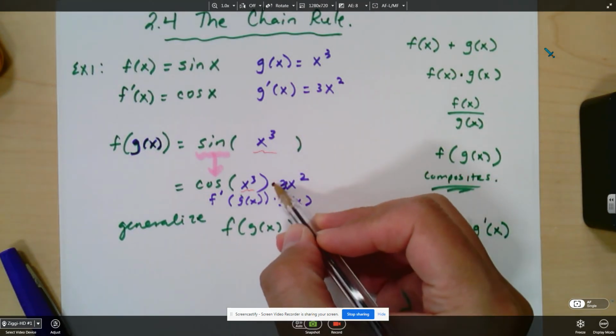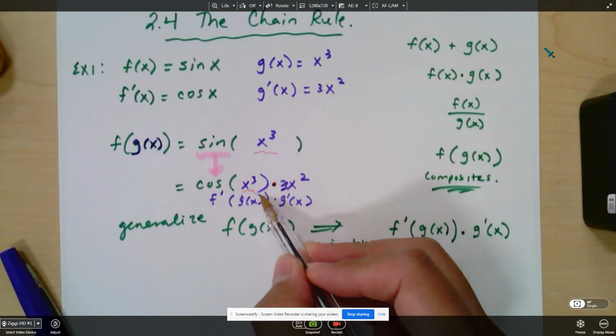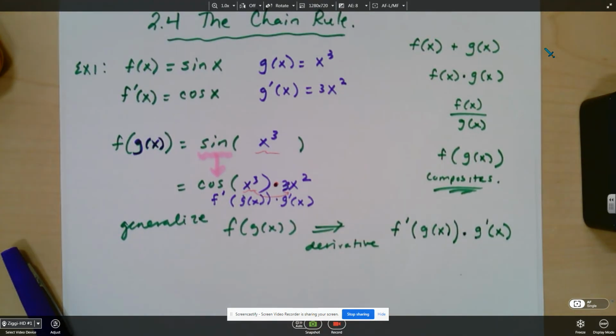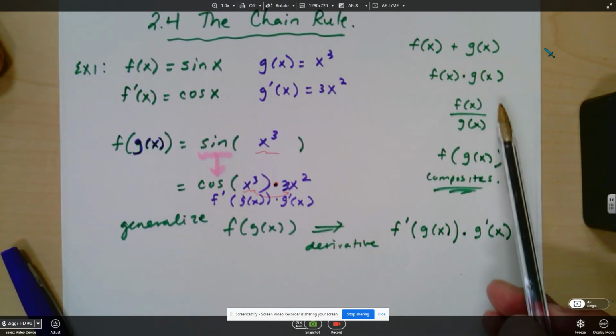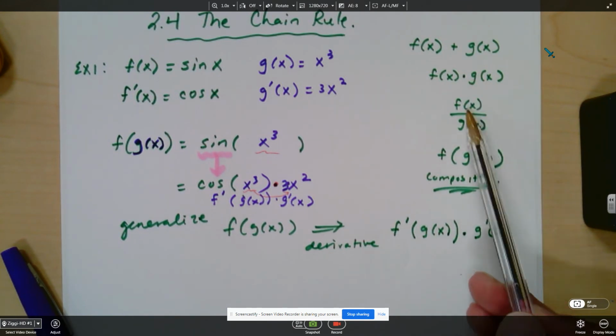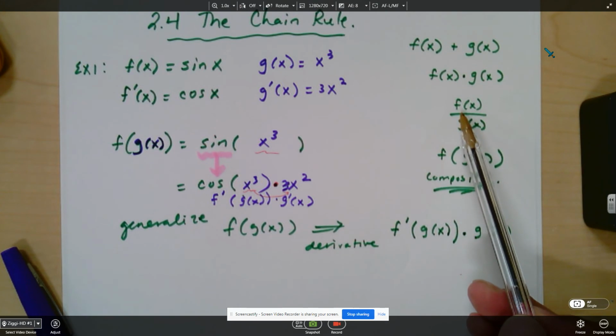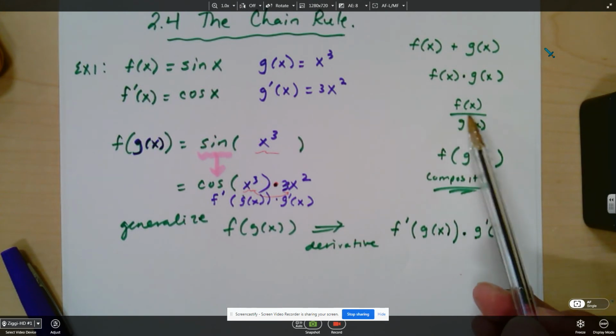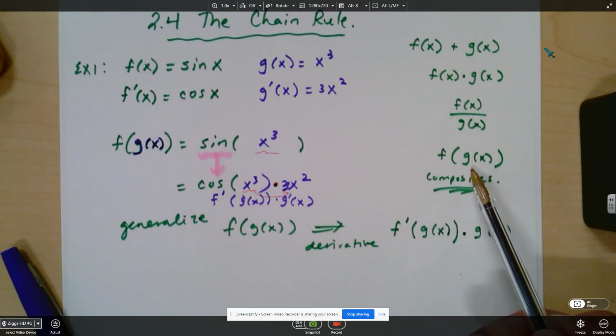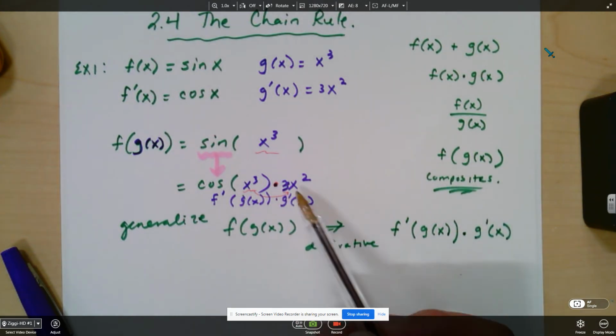Then you link it with a multiplication, and you then take the derivative of the inner function, and you leave it on the outside. So product rule is linked by plus, quotient rule, you had the low-d-high minus, so linked by a minus, and then the composite is linked by a multiplication. You're just multiplying your inner pieces.